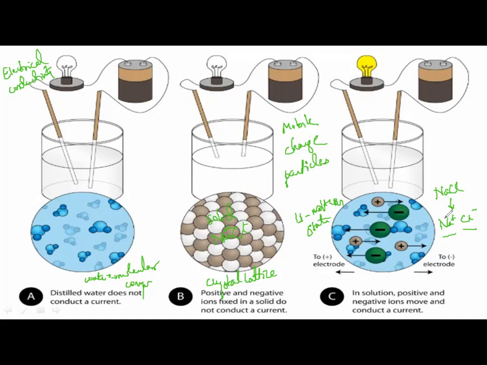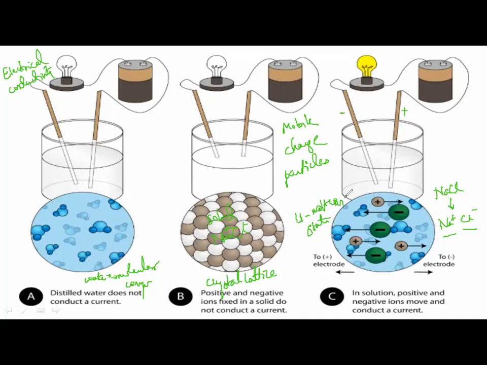So where will the cation move? The cation will move to one electrode, the anion will move to the other electrode. The cation will move to the cathode, which is negatively charged. The anion will move to the anode, which is positively charged. So this allows the electricity to flow.